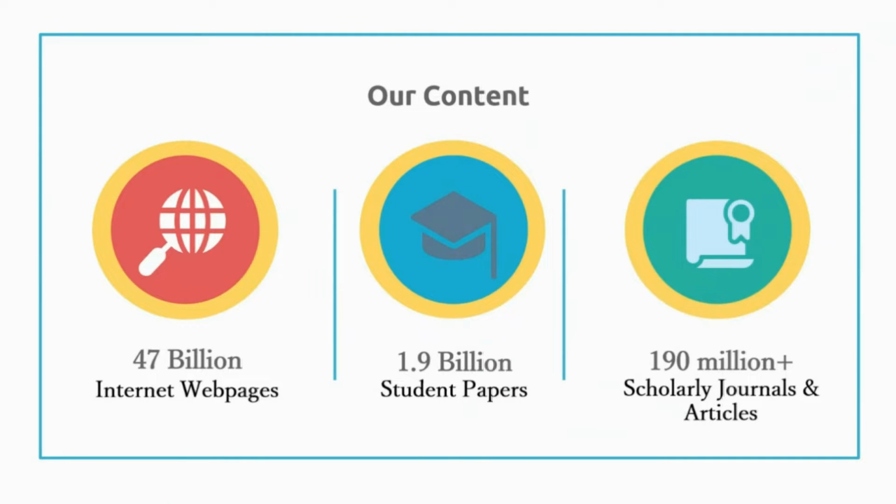And how can the system process the similarity check? It is because they have immense data coming from three primary sources: the internet database, papers submitted by users worldwide, and the scholarly publications from publishers and aggregators.